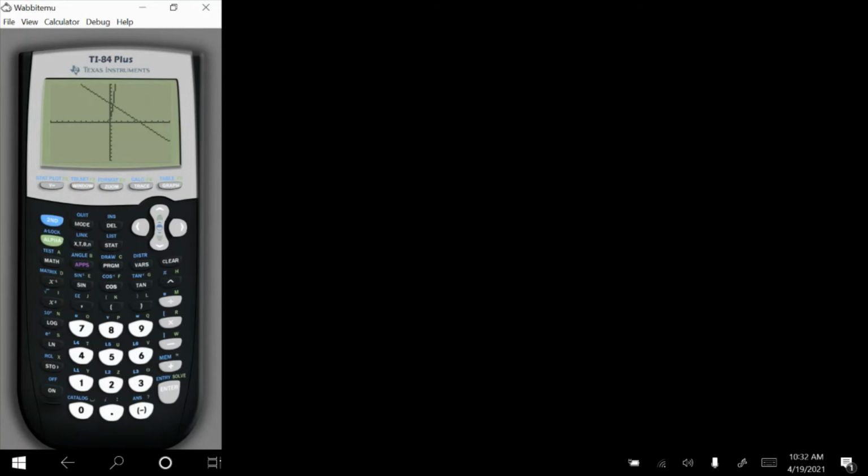All right, how do those two graphs look on your end? Okay, let's go ahead and use the intersect feature. It looks like they're intersecting somewhere in quadrant 1, a little bit close to the y-axis. Let's press second, trace, and we'll use option 5.